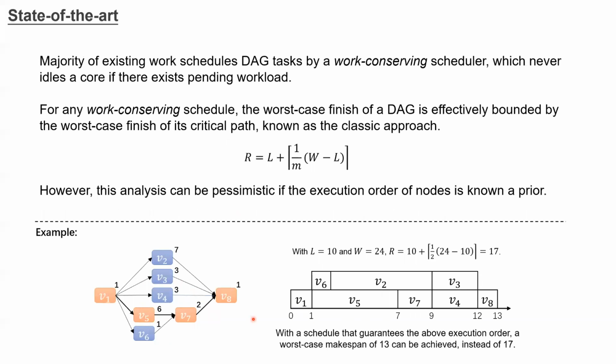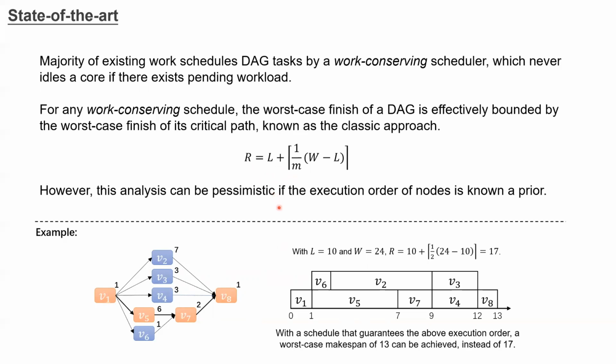Most of the existing work schedules DAGs based on a work-conserving scheduler, which never idles a core if there exist pending nodes waiting to be executed. For any work-conserving scheduler, the worst-case finish time of a DAG can be effectively bounded by the worst-case finish time of its critical path, known as the classic approach. In this equation, the worst-case finish time of the DAG is given by the length of its critical path plus the interfering workload from other nodes that are executing across M cores.